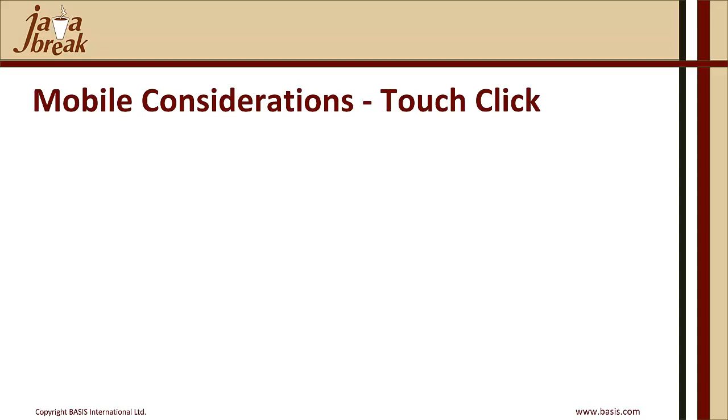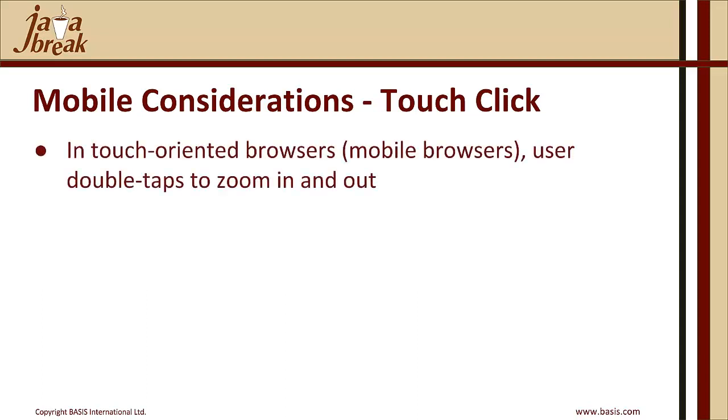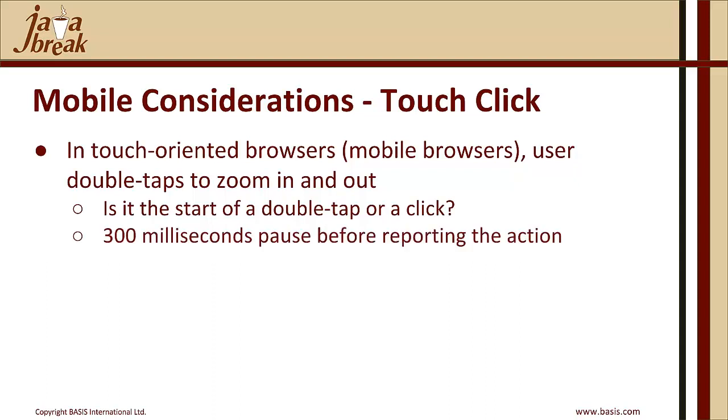Touch and click. We don't have a mouse, we don't have a hover effect, we don't have a busy state available to us. So in touch-oriented browsers, mobile browsers, a user might double tap to zoom in and out. Now the question that your application wants to know is, is it the start of a double tap or is it just a click? Do they want to actually do something? Well, how is that dealt with? There's a 300 millisecond pause before reporting the action to take into account whether it might be a double tap or a click. But you may not want that sort of delay in your application.